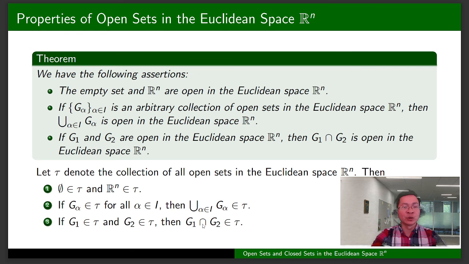In the next video, I am going to talk about the definition of a topology on a set X. And as we will see, tau is a topology on Rn. And this is called the usual topology on Rn, or the topology induced by the Euclidean norm in Rn.